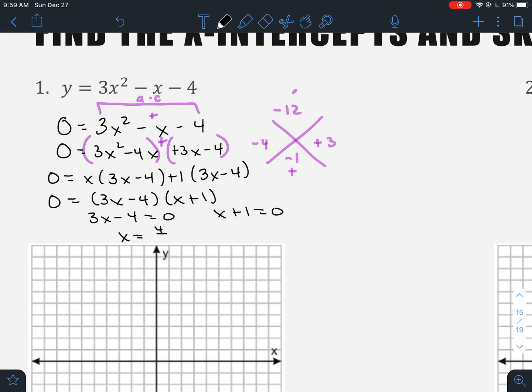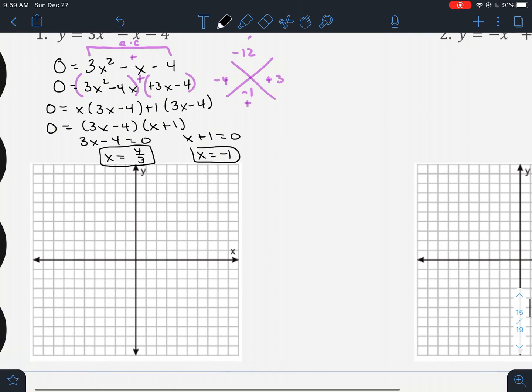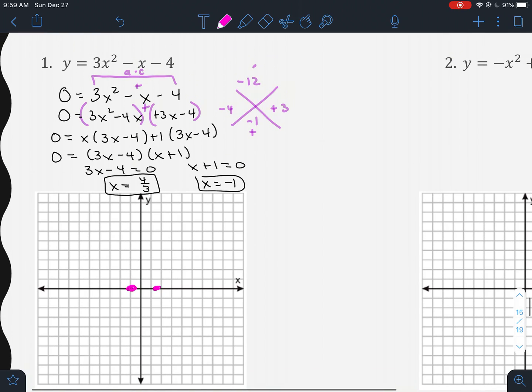So either 3x minus 4 is equal to 0, or x plus 1 is equal to 0. Add the 4 and divide by 3, and so x equals 4 over 3 is one of my solutions, or subtract the 1, x equals negative 1 is my other solution. Those are my x-intercepts. So negative 1, or 4/3, is 1 1/3.